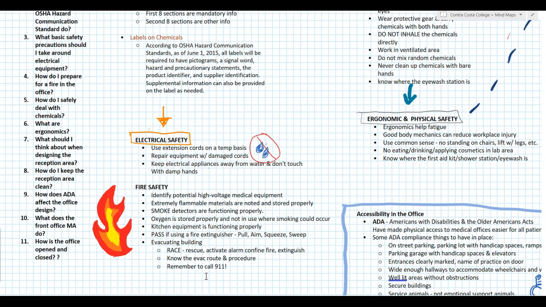If you have faulty cords in those appliances, then they need to be unplugged and just thrown away and replaced, as appliances do. Also, keep electrical appliances away from water and don't touch them with damp hands.